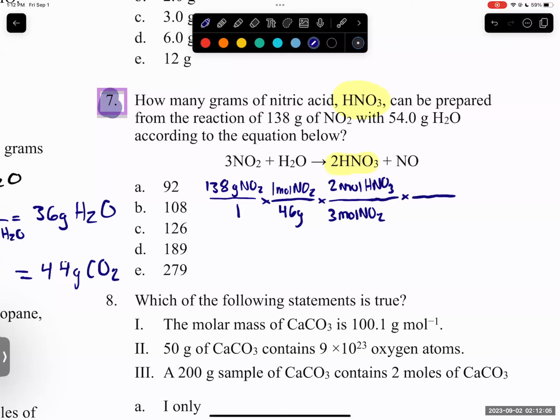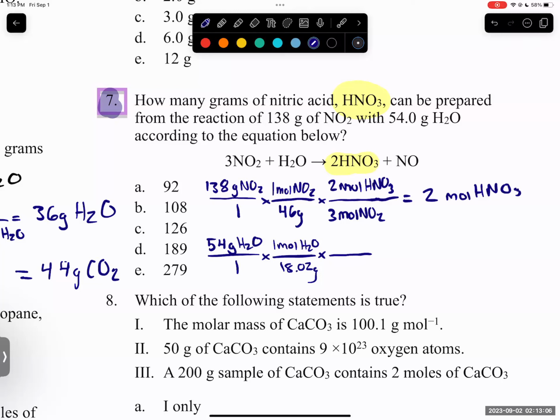Now what? Well, we do actually have to figure out the limiting reactant still. So let's calculate how many moles of nitric acid we end up with for 138 grams of nitrogen dioxide. And then we'll do the same for the amount of water that we started with, and see which one gives us the lesser amount. So what did y'all get when you put this into it? Got 2? Exactly 2? So that's 2 moles of HNO3.